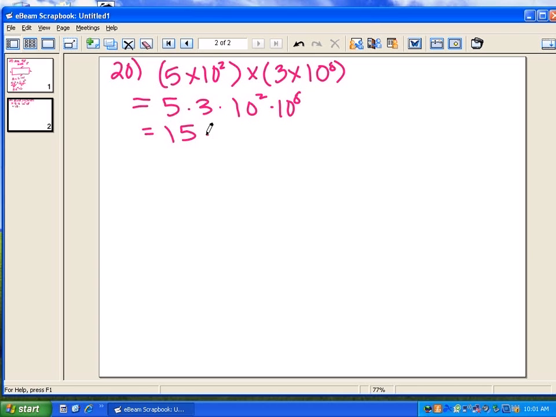And then when my bases are the same and I'm multiplying, what can I do to my exponents? I can add them. So 2 plus 8 is? 10. Okay, and now I have 15 times 10 to the 10th. What's wrong with it?